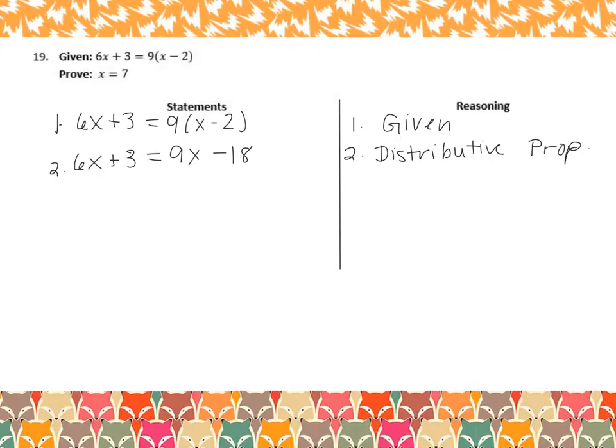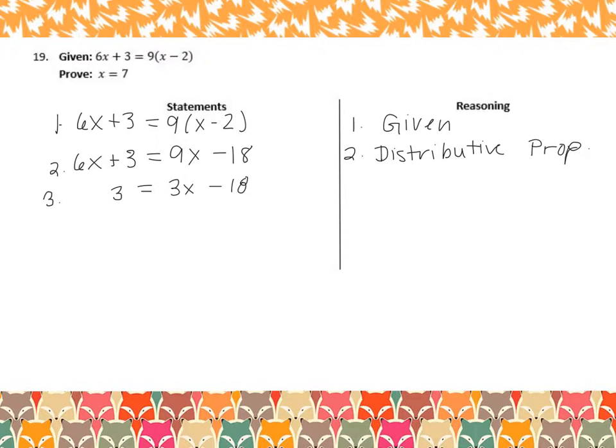Next, within this algebraic proof, all I really have to work with is statement number 2. So what am I going to do next? There are a couple things you might do. You might subtract 6x from both sides, subtract 9x, subtract 3, or add 18. I'm going to subtract 6x because I know I'll have a positive coefficient of x. When I take 6x away from both sides, I'm left with 3 on the left and 3x minus 18 on the right. Again, if it helps to show that work, do it somewhere on your paper, just not in the proof itself.